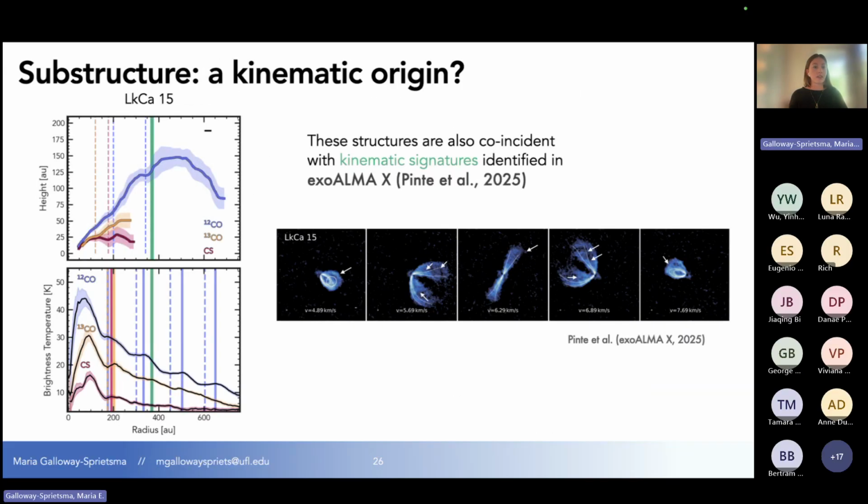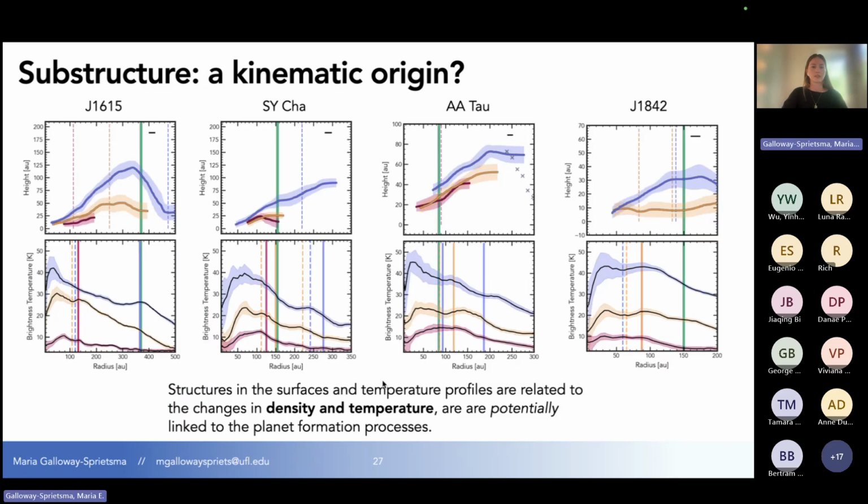Another really interesting thing about these substructures is that they often align with the kinematic signatures identified by Christoph Pinte. Rich talked about this a little bit, but in Christoph's paper, he looked at the channel maps of all 15 exoALMA sources and identified all of the velocity kinks. And in calcium-15, we see that one of the radial locations of the KPS is a little under 400 AU, which aligns really closely with this gap in the emission surface and with this bump in the temperature profiles. And this isn't the only source where we see this.